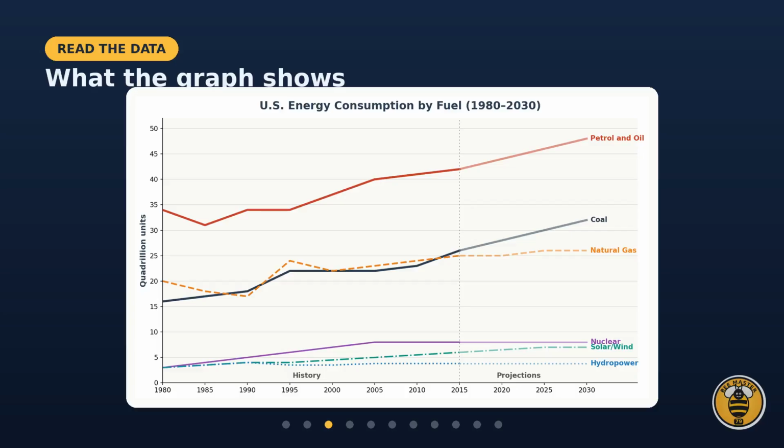Let us read the graph first. Time runs along the bottom, from 1980 to 2030, and the vertical axis shows consumption in quadrillion units. The solid part is history, and the dashed part after 2015 is projection. Notice that petrol and oil sits highest throughout, while nuclear, solar and wind, and hydropower all stay low near the bottom.